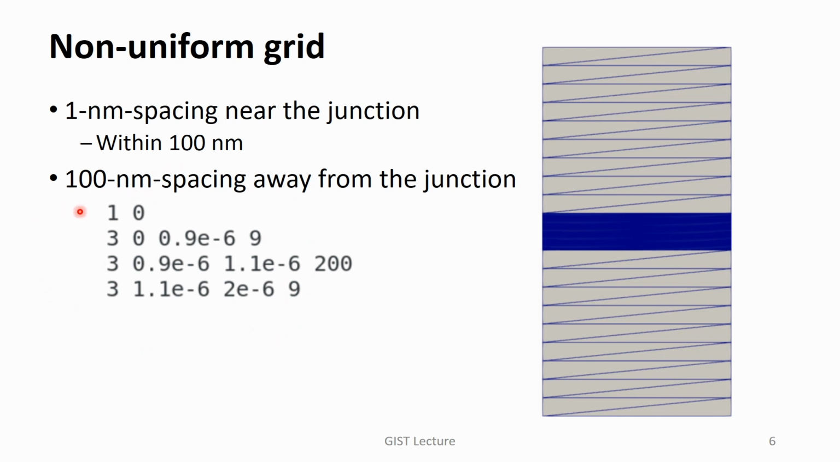First, 0 is added. Then, up to 0.9 micrometer, we have 9 points. After that, for the 200 nanometer long range, 200 points are added. So, still 1 nanometer spacing is used. Finally, we have additional 9 points for the remaining 900 nanometer. This figure shows the structure generated by this grid file.